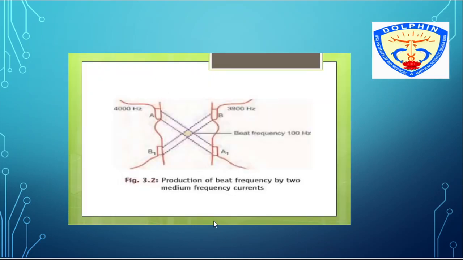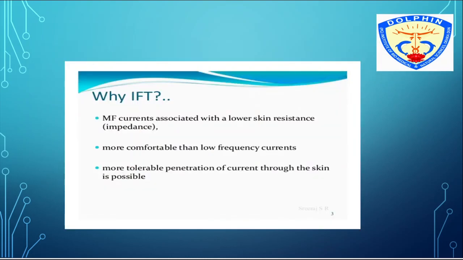This is another diagram. We are using 4000 hertz and 3900 hertz medium frequency currents, and here the crossing point of both frequencies is there, and this is the beat frequency, which forms at 100 hertz. So it should be between 1 and 100 hertz, which is very effective for treatment. This is the production of beat frequency by the two medium frequency currents, which is the main role of interferential current therapy. Now, why is IFT used?